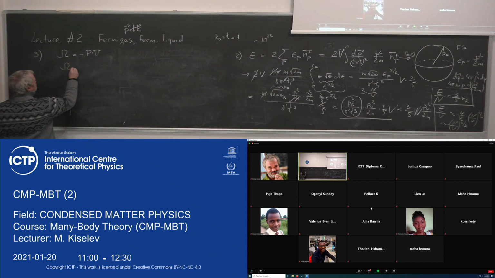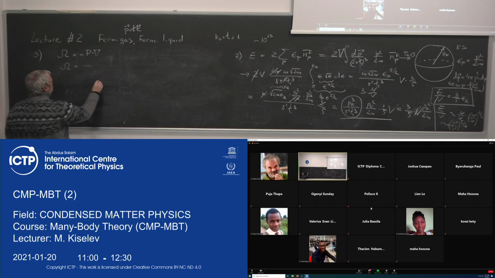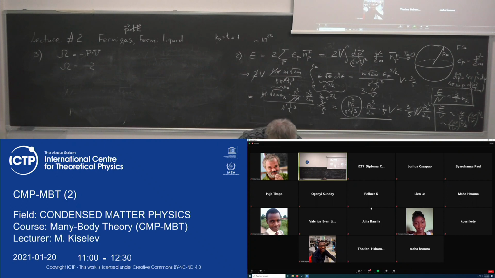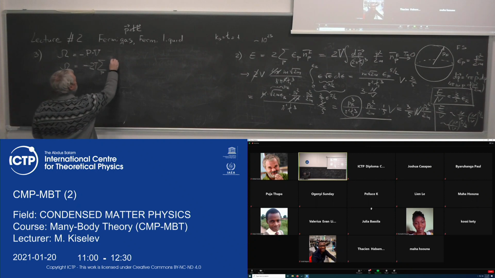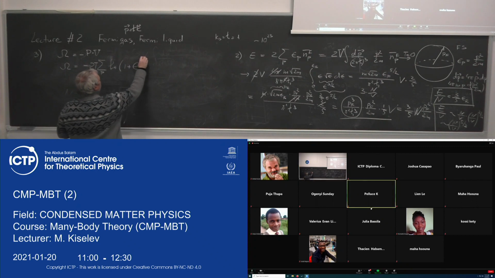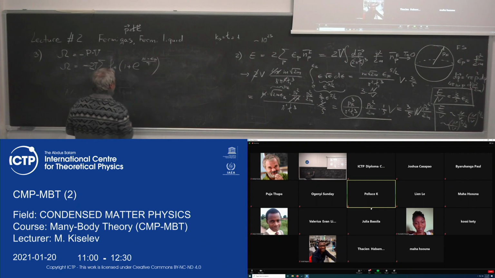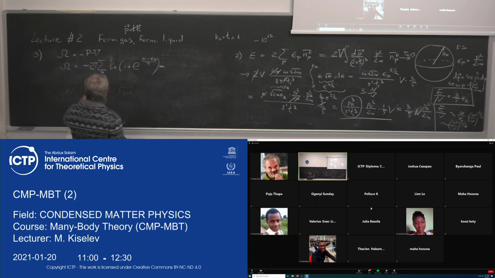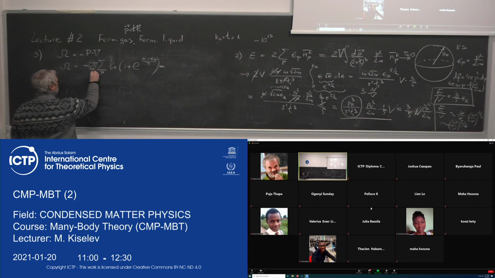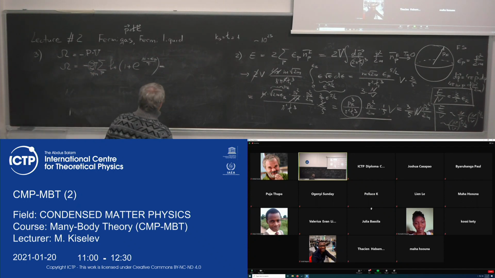In order to do it, I need to compute the thermodynamic potential. Thermodynamic potential omega is minus 2 sum over p, T log of 1 plus e to the power mu minus epsilon p divided by temperature. This equation we discussed last lecture when I introduced you to the partition function and when I calculated the Fermi distribution function. So I need to calculate this. Again, the factor of 2 comes from spin. I take the summation over all quantum states.